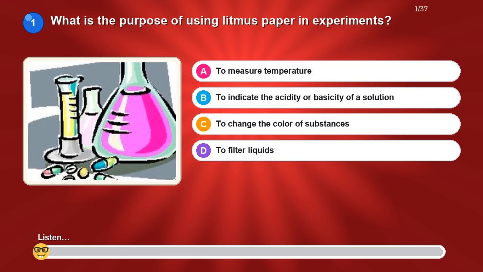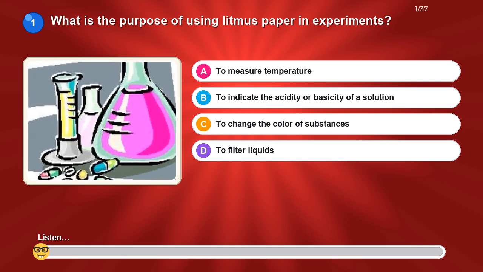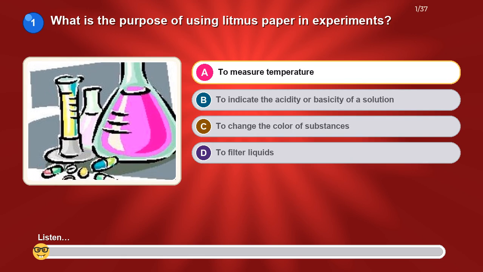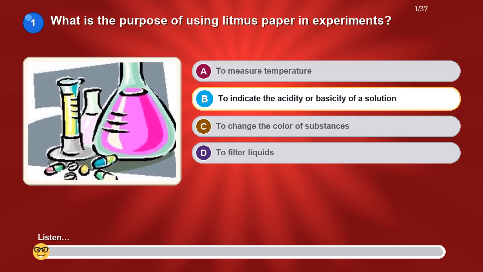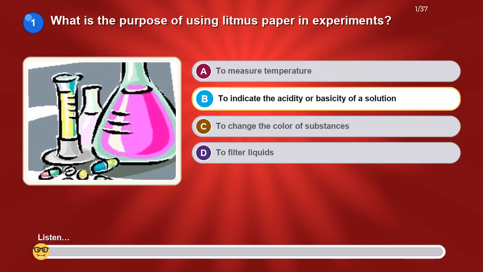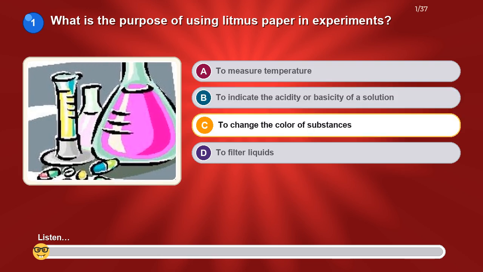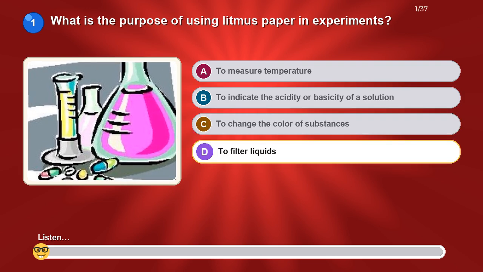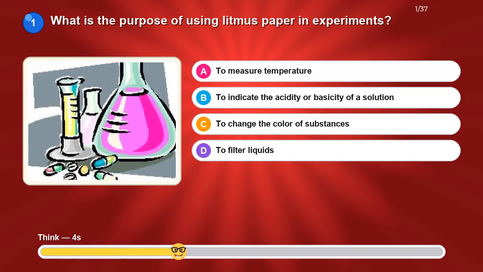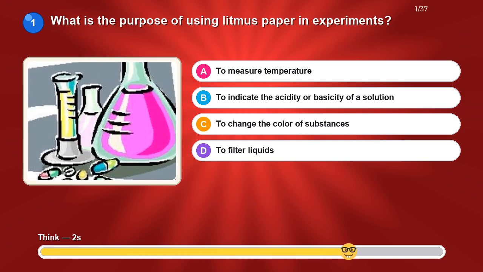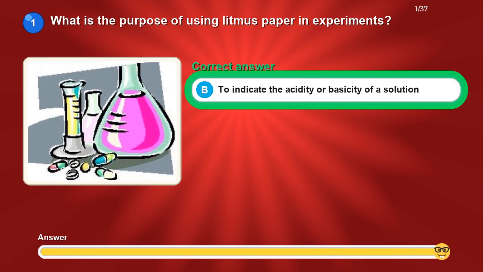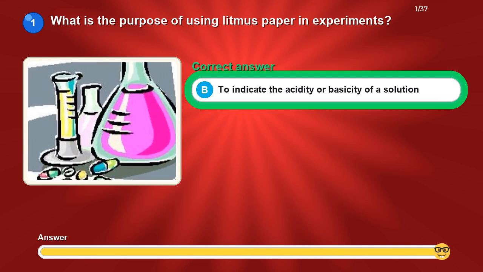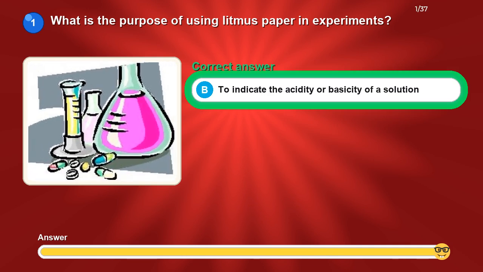What is the purpose of using litmus paper in experiments? Option A, to measure temperature. Option B, to indicate the acidity or basicity of a solution. Option C, to change the color of substances. Option D, to filter liquids. The correct answer is to indicate the acidity or basicity of a solution.